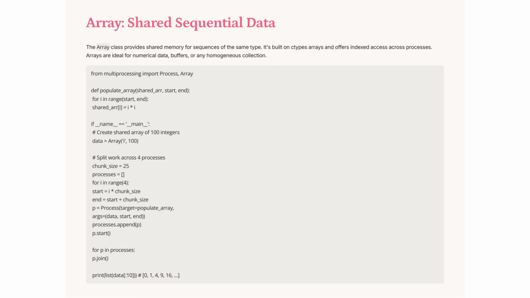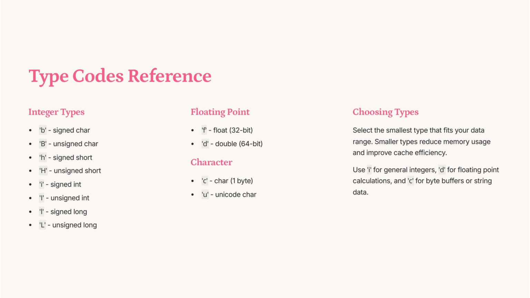The Array class enables shared memory for sequences, allowing indexed access across processes. Ideal for numerical data, it uses ctypes arrays. In our example, a shared array of 100 integers is populated by 4 processes, each handling a chunk of 25 elements. This approach efficiently distributes workload, ensuring synchronized data access. Understanding type codes is crucial for efficient memory usage in shared arrays.